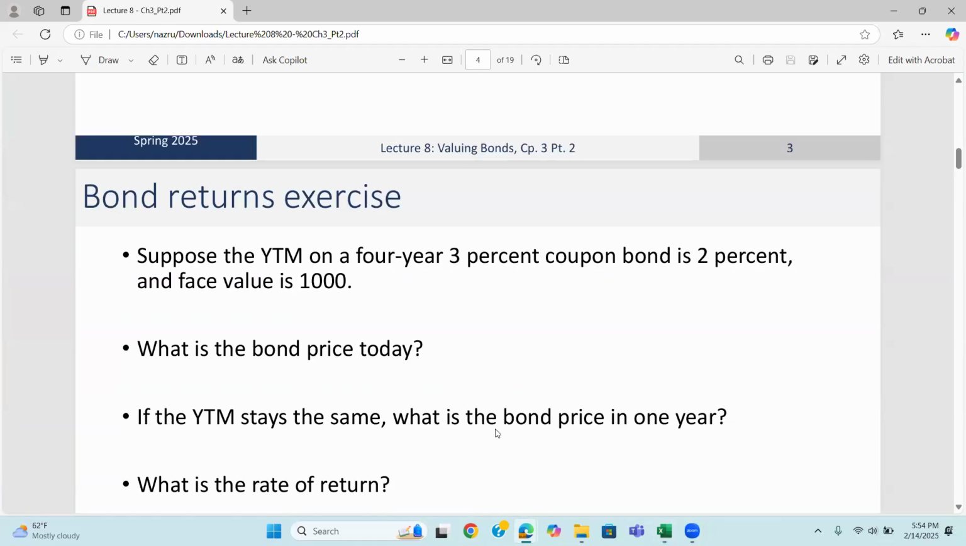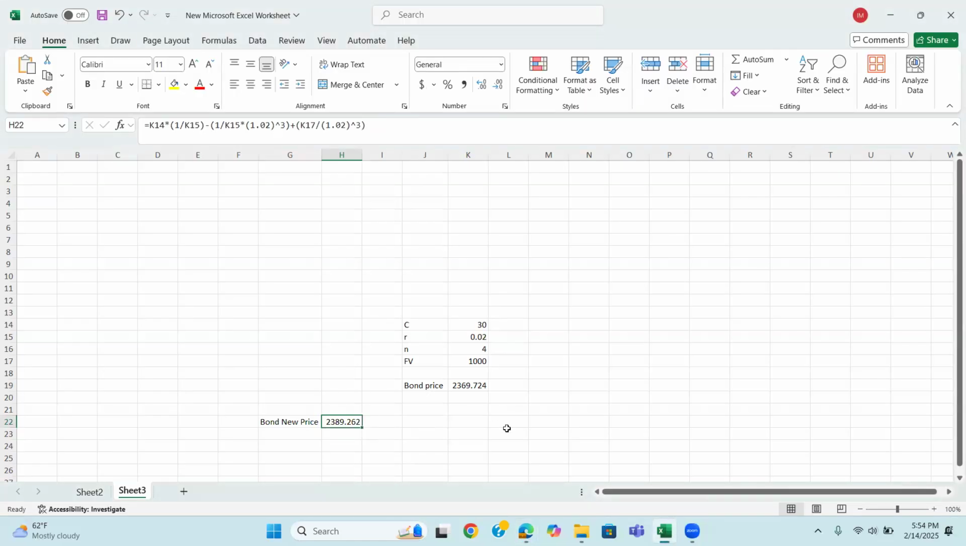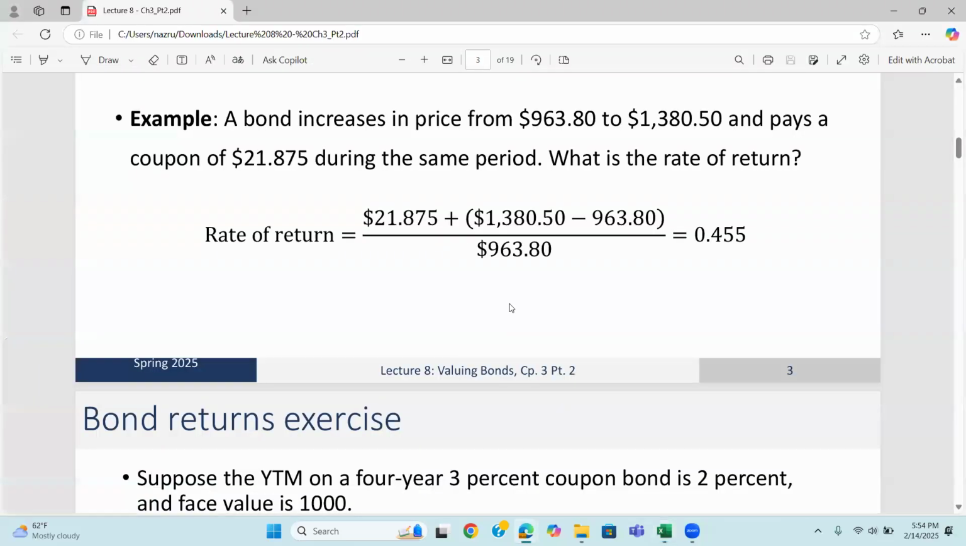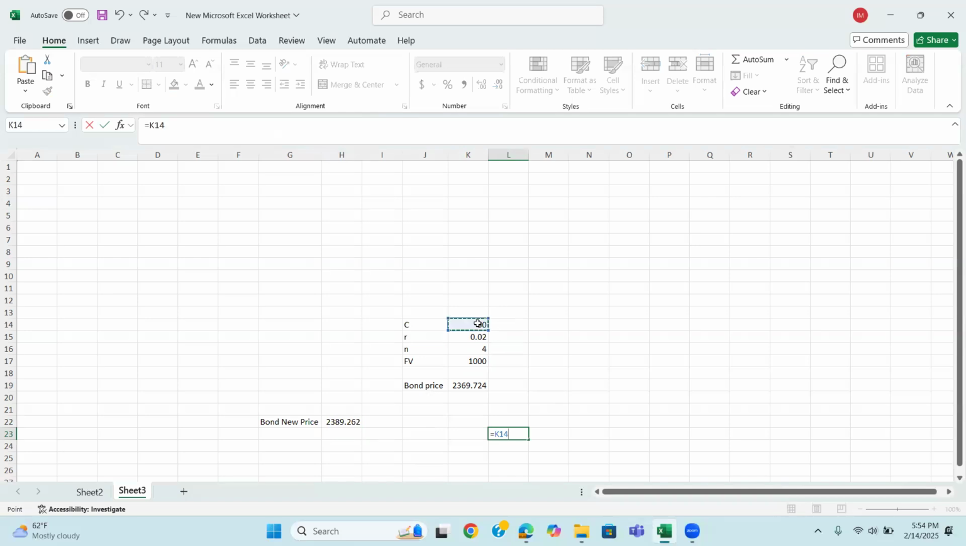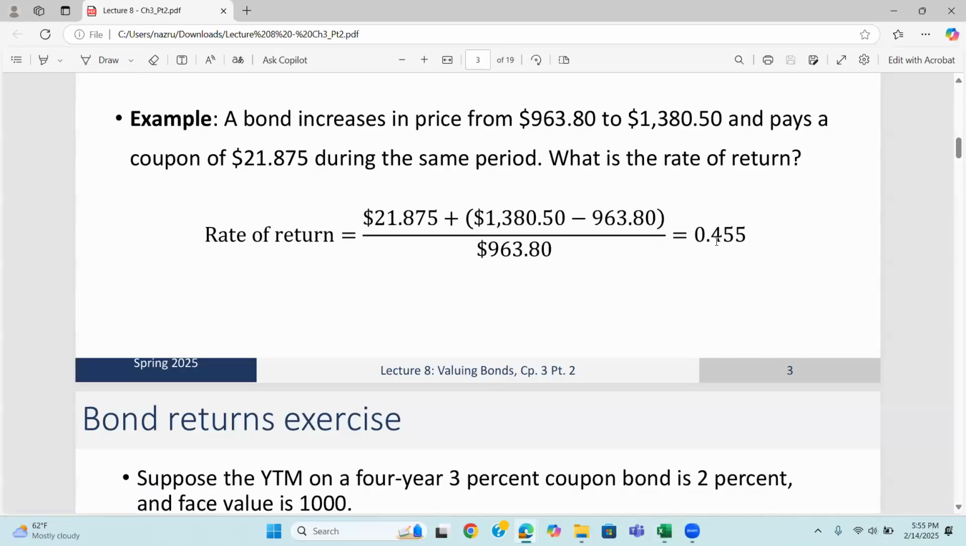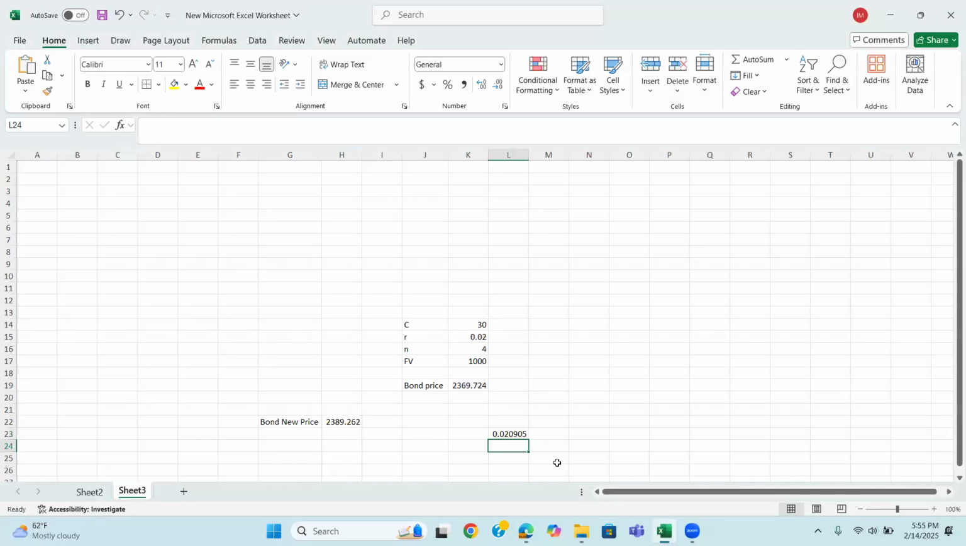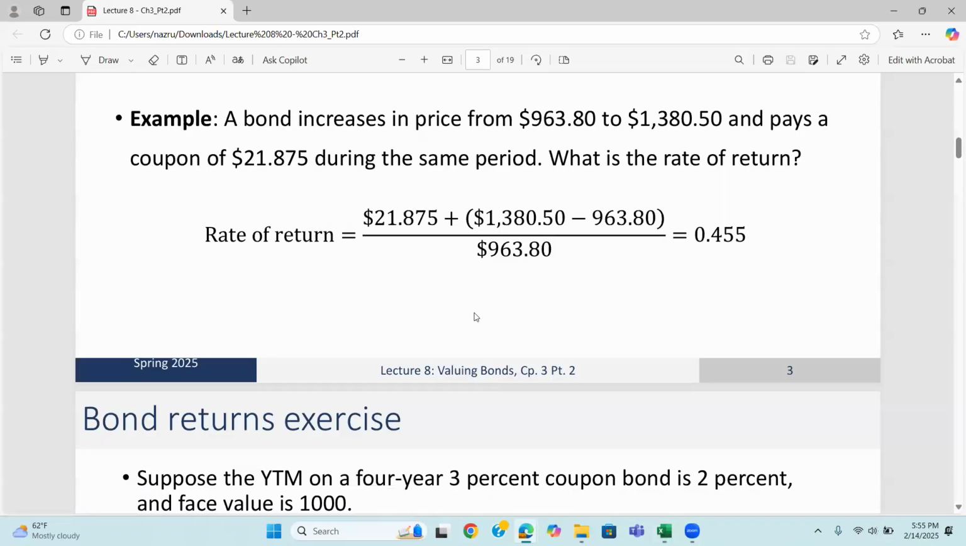Now, what is the rate of return? Now you can calculate the rate of return here, right? You have your coupon. If you look at the formula, 2127, and we have 30, we have this one, right? Plus the change, the new price minus the previous one, and we put all the values in parentheses and divide it by our base price, right? So 0.0209 is basically our rate of return. So around 2% is the rate of return for this method.